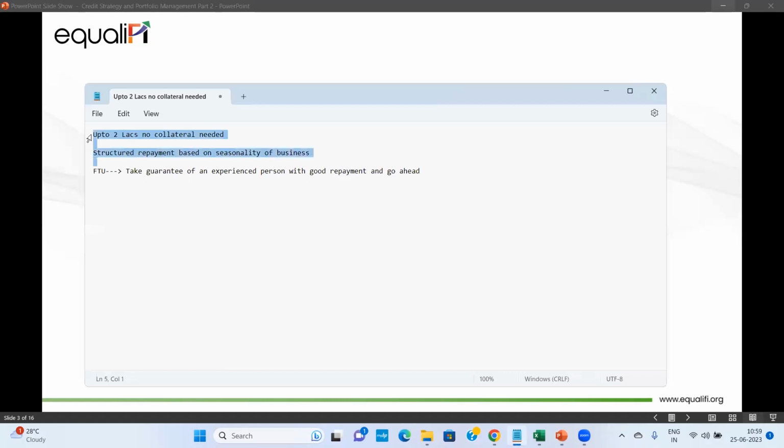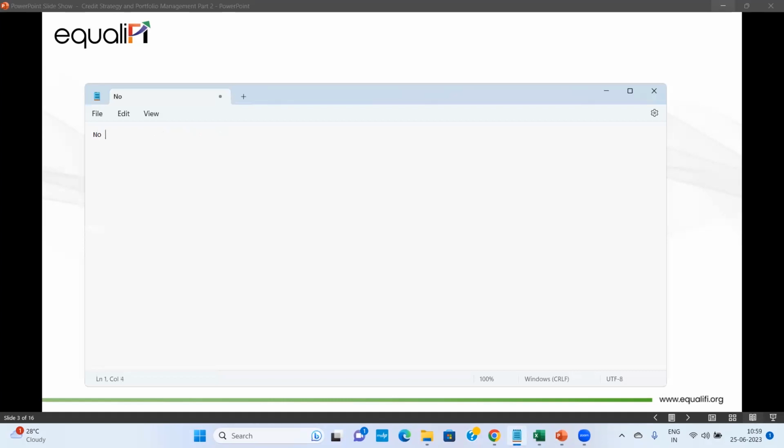Now, for an example, I set up a policy: no credit or loan to FTU without a guarantor with excellent repayment. Even if I am going ahead with an excellent repayment guarantor, then LTV to be restricted to 75%, tenor max say 36 months, moratorium max 30 days, and ROI minimum 18%. These are my credit policy.